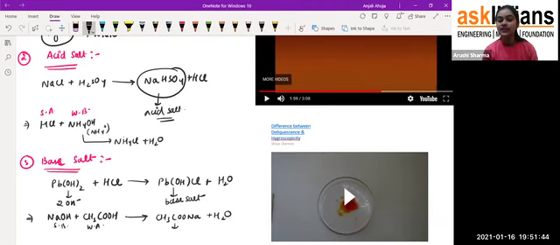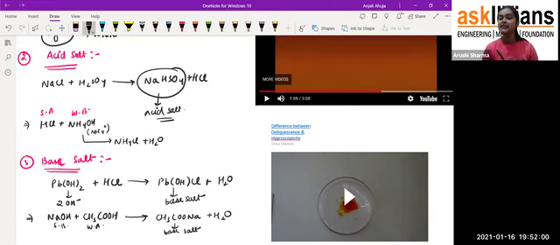Now in this condition it would be a base salt. Why is it a base salt? The same reason applies: the strong base, NaOH, is present, and its strength is more compared to the acid. That's why we are calling it the base salt.